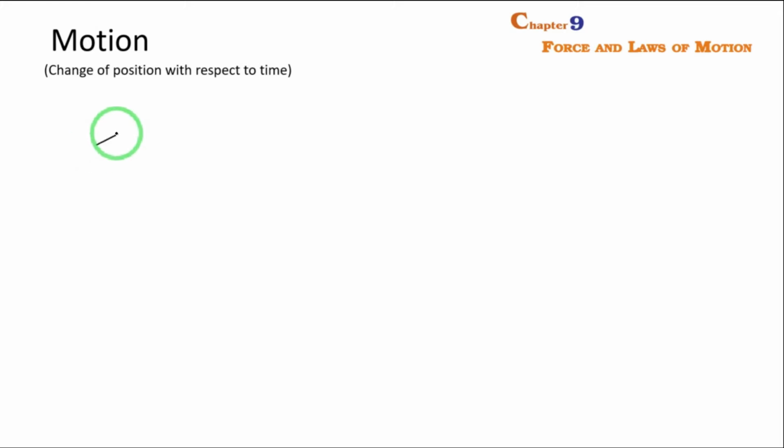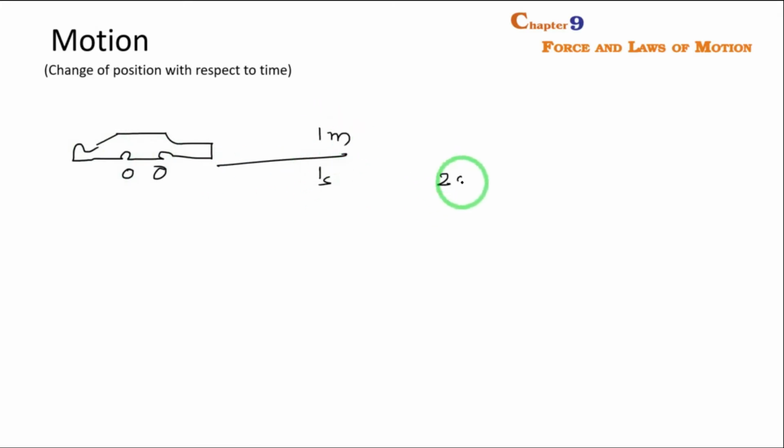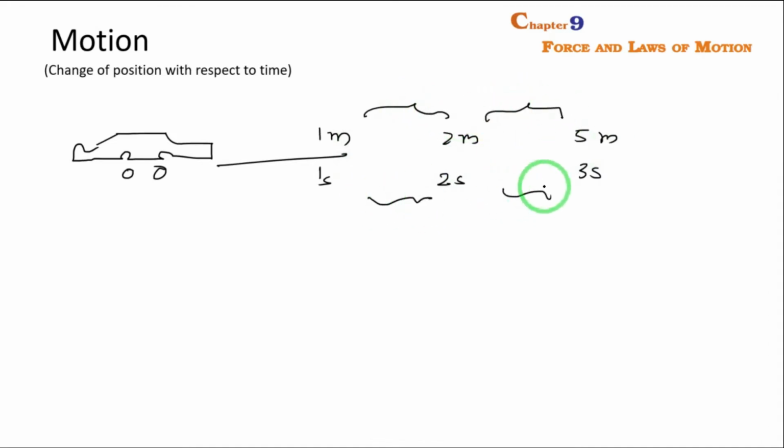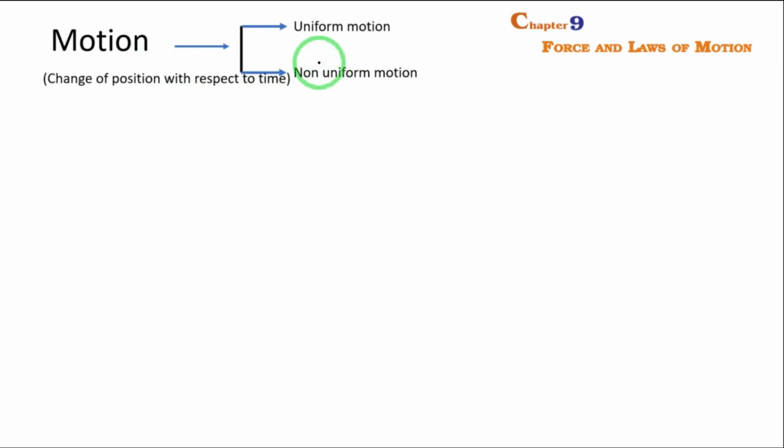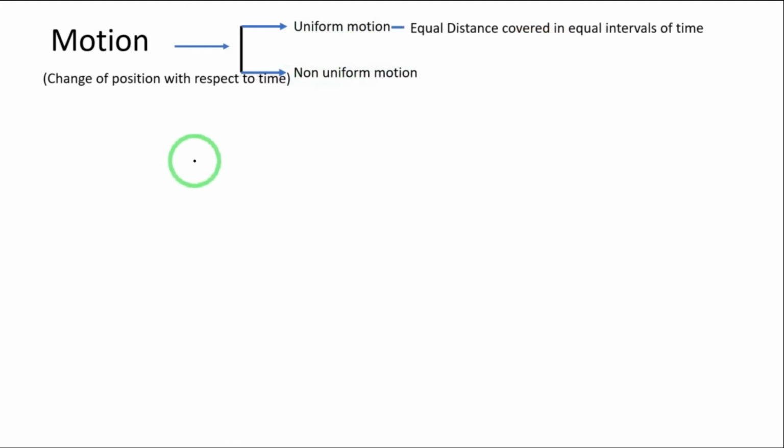If a body covers a distance with respect to time, suppose if a car moves and after 1 second it covers 1 meter distance, in 2 seconds it covers 2 meter distance, in 3 seconds it covers some other distance, let's say 5 meter distance. So change of distance with respect to time, this is what the meaning of motion is. And within the motion we have seen the different types of motion such as uniform motion and non-uniform motion. Please recall, uniform motion is that motion where equal distance is covered in equal intervals of time.